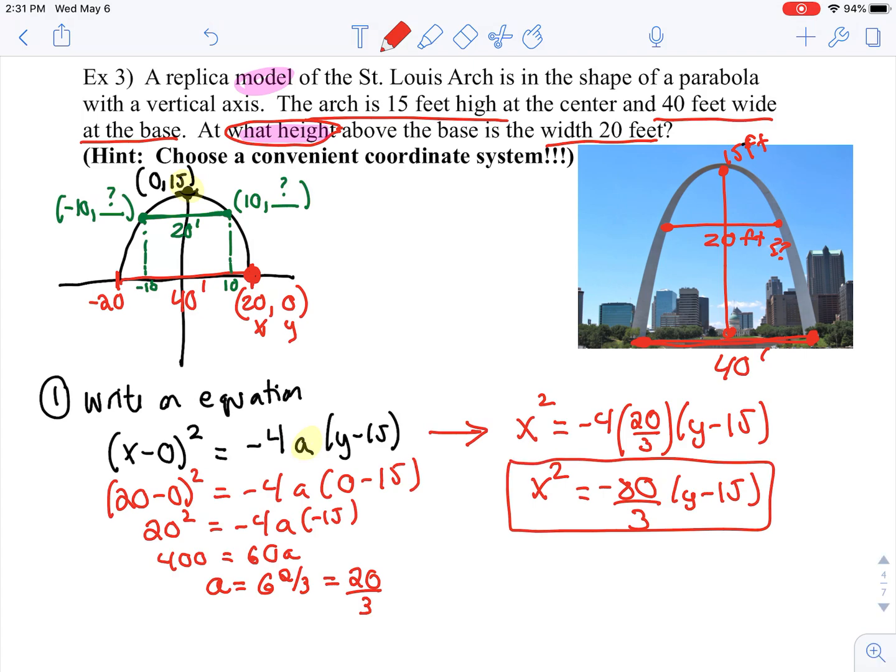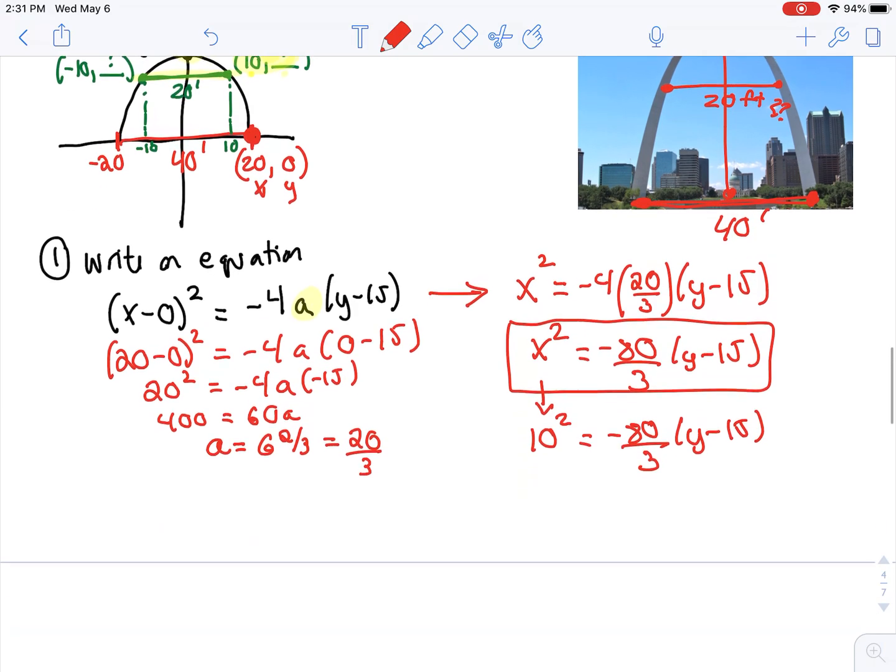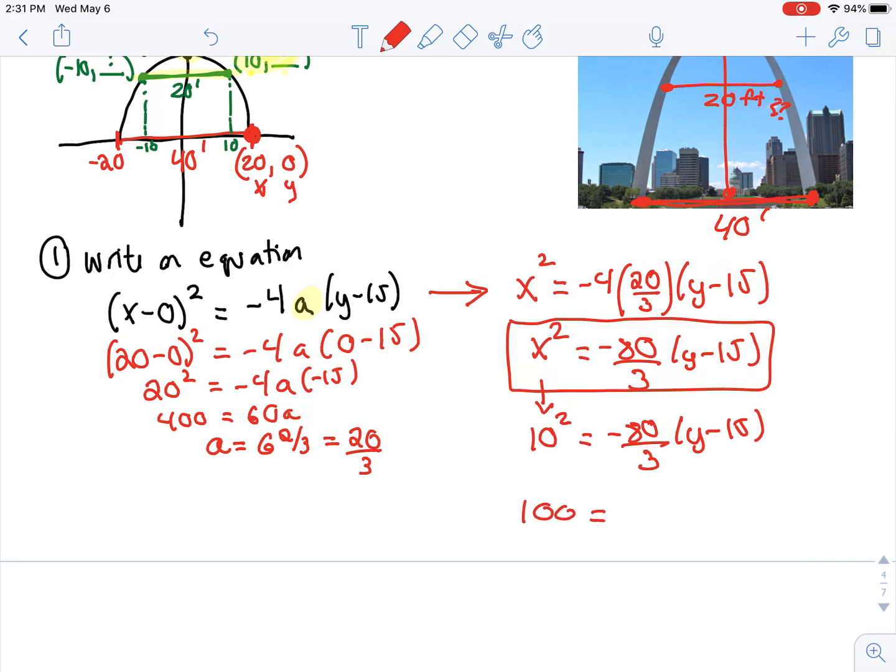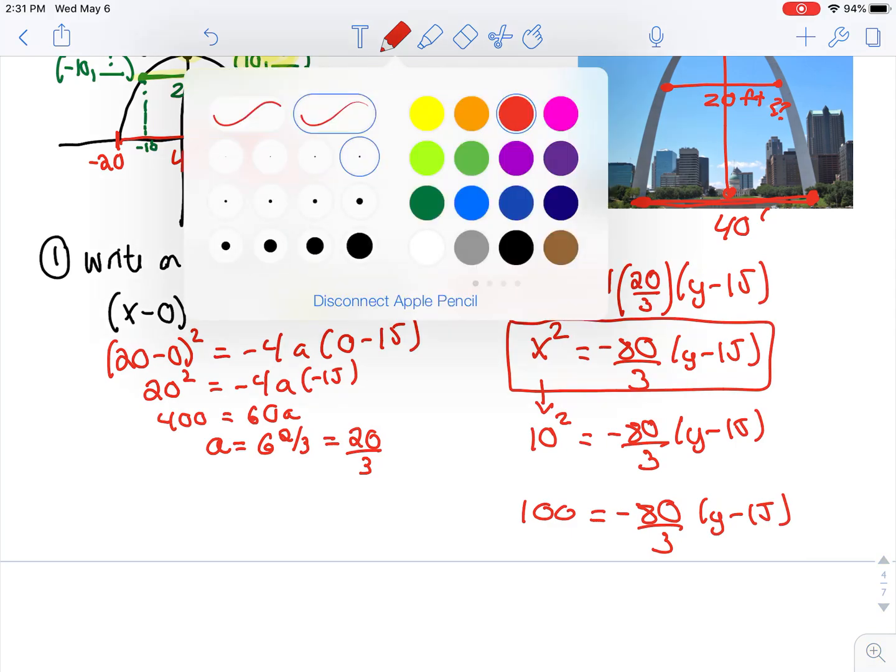So we've got an equation. Now, how do we use this equation? What we were asked to figure out is, at what height will the width be 20? So in other words, if I have an x value of 10, what is the y value? So I'm going to go back to my equation, plug in my x value of 10, and solve this equation for the y value. So I solve 100 equals negative 80/3 times y minus 15.